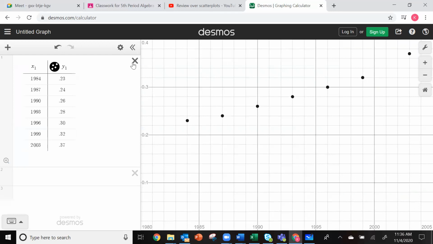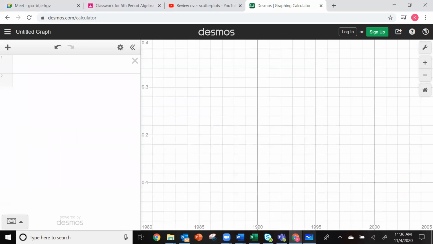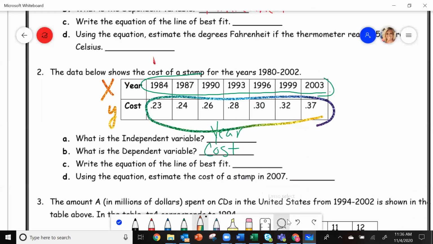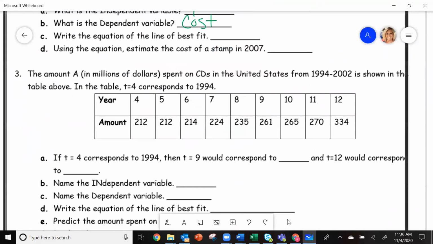So let's try another one. Let me press the X button right here. Let's go here, and on the next one, why don't you pause the video and try to put this data into the calculator, into Desmos, and then come back and see how you did.